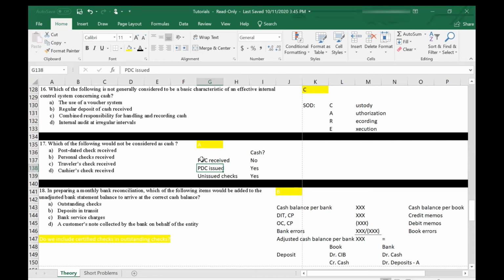It's either his or mine. So if it's not his, the cash is mine. So again, if it's a post-dated check received, it's not your cash. If it's a post-dated check issued, you are the one who issued it, it's your cash.